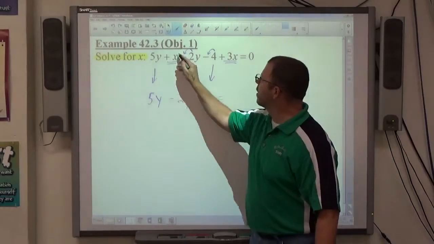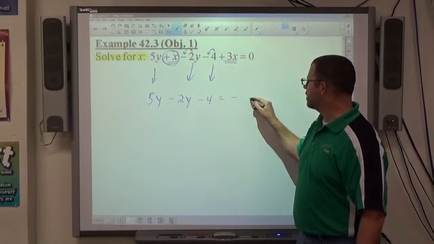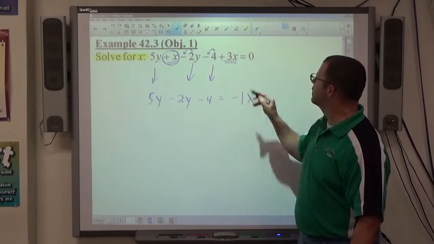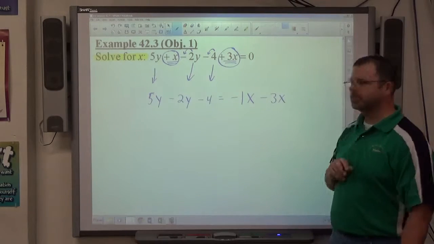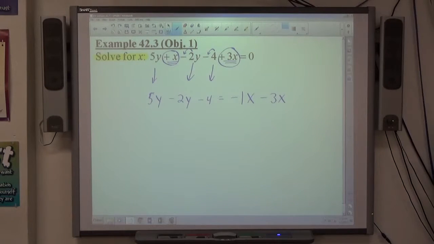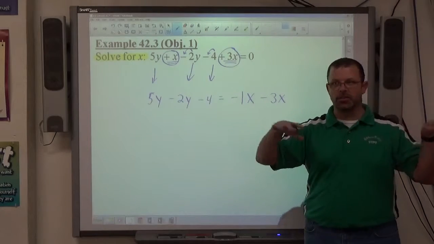Equals. We're moving a positive x, so it becomes negative x, and I'm going to put negative 1x. I'm moving a positive 3x, so it's going to become negative 3x. Okay? And again, that's what step 3 is all about: some separation. Things that contain the variable you care about on one side, things that don't on the other side. At no point after this do you want x's on different sides.